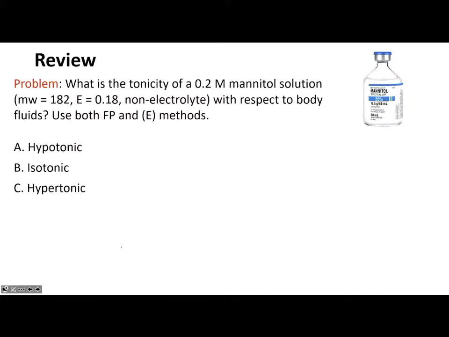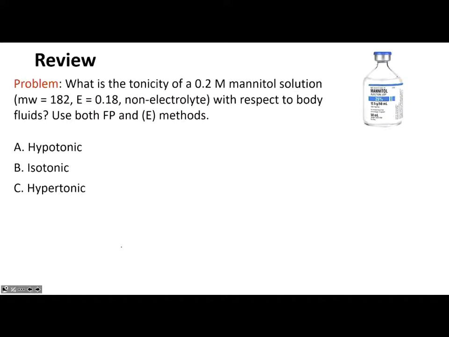It says, what is the tonicity? So here we're evaluating the tonicity of a current solution, of a 0.2 molar mannitol solution with a molecular weight of 182 and an E value of 0.18. I'll remind you, mannitol is a sugar. It's a non-electrolyte. So what is the tonicity of that solution relative to body fluids? Is it isotonic, hypotonic, or hypertonic? So we want to evaluate the tonicity, and we're going to do the same thing in two different ways. We're going to do it first with the freezing point depression method, and then we'll use the sodium chloride equivalent method. Remember, you have to be good with both of those systems.